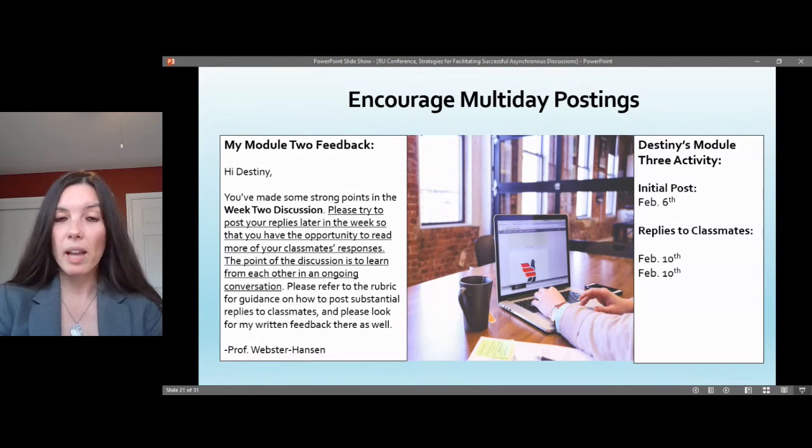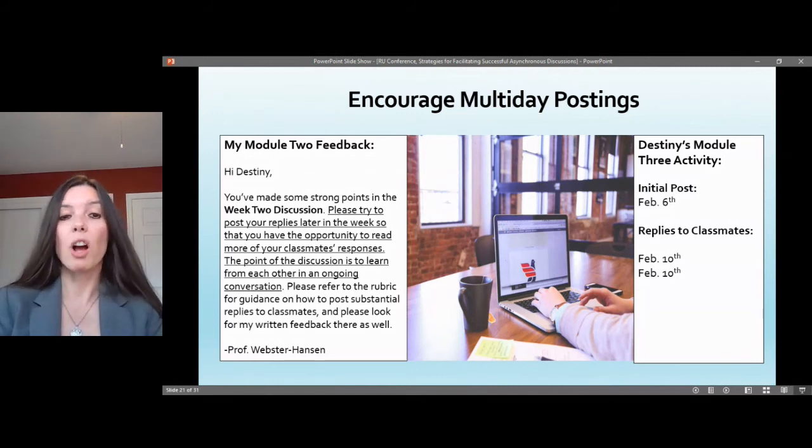Look at the outcome of this effort. During the next module, she waited 4 days before replying to classmates after she supplied her initial post. As a result, she was exposed to a more diverse array of perspectives. So even though she was abiding by the rubric originally, she still learned and did better in the next module.